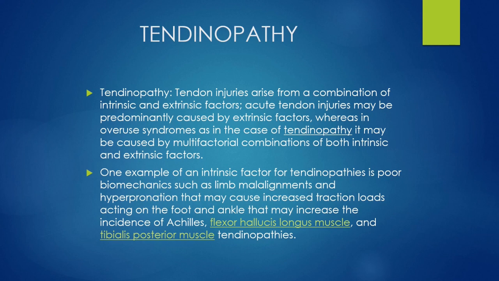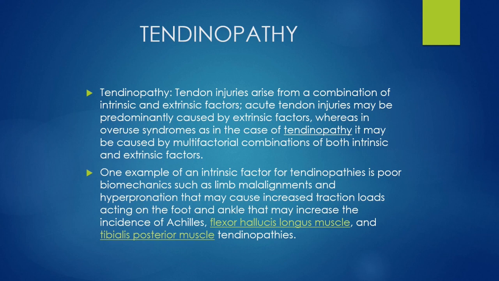So, for example, acute injuries may be predominantly caused by extrinsic factors, whereas in overuse, repetitive trauma, and cumulative trauma cases, it may be caused by multifactorial combinations of both intrinsic and extrinsic factors, where you can have two workers side by side at the same assembly line, both exposed to the same extrinsic factors, and one of those workers gets tendinopathy and the other one does not. What's the difference between these two workers? Well, the one injured worker has a combination of intrinsic factors that combines with the extrinsic factors to produce a situation ripe for the development of tendinopathy.